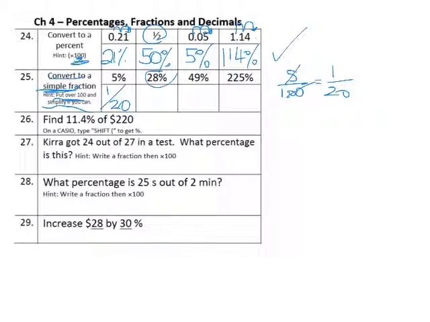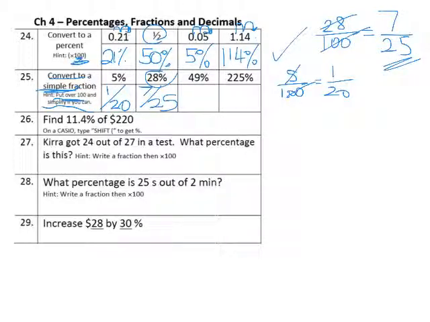Now the second one, we've got 28%, so let's write that over 100. You might think, what's the biggest number that goes into 28 and 100? Well, 2 goes in, but there's a bigger one. 4 goes into the top 7 times and into the bottom 25 times. Now that can't be simplified further, so it's 7 over 25.